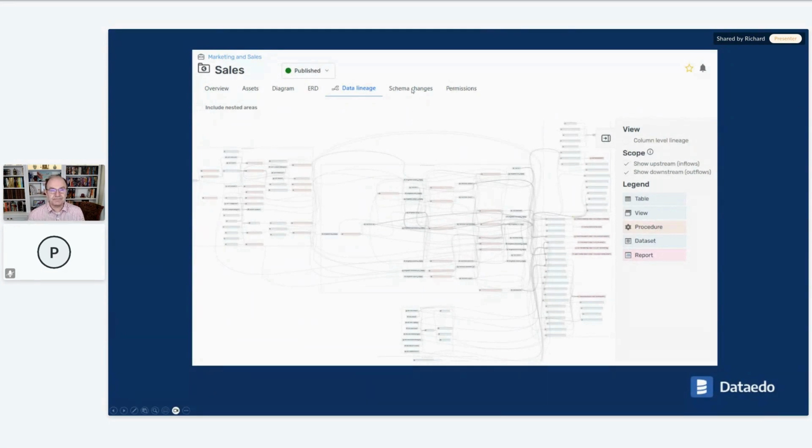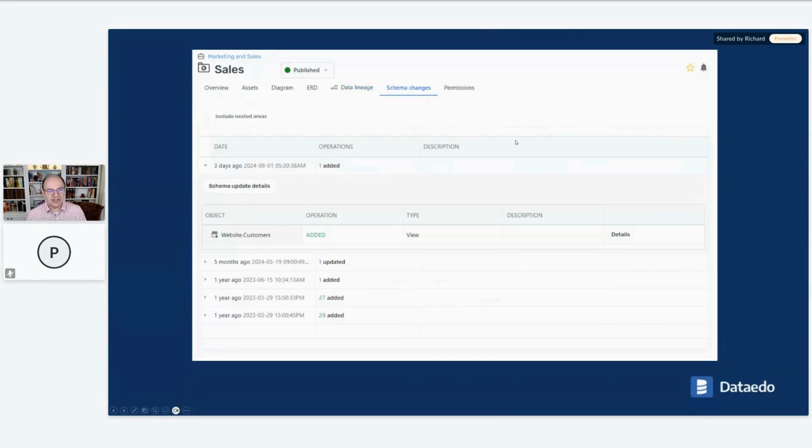But it's there for an overview so you can see how data actually flows from each database on over to reporting. The schema changes tab allows everybody to understand what's happening to the data sources over time. So in this example, we see that the customer's view had something added to it on September 1st. And if we want to know what was added, we can click the details right there, and it will present to us that summary of what actually happened.